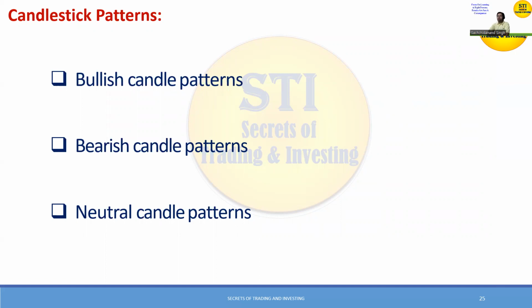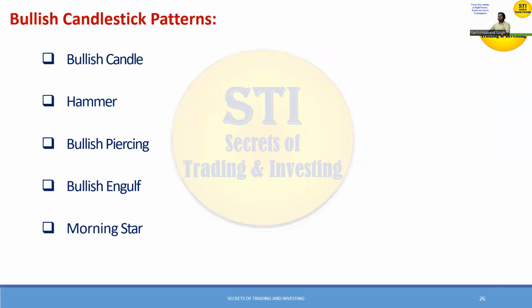So the next concept was the candlestick pattern. We have learned three kinds of candlestick patterns, that means bullish, bearish, and neutral. And bullish will have five types: bullish candle, hammer, bullish piercing, bullish engulfing, morning star. Bullish candle is like any green candle. Any individual green candle will be known as a bullish candle.